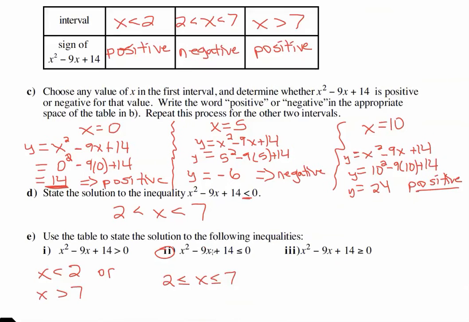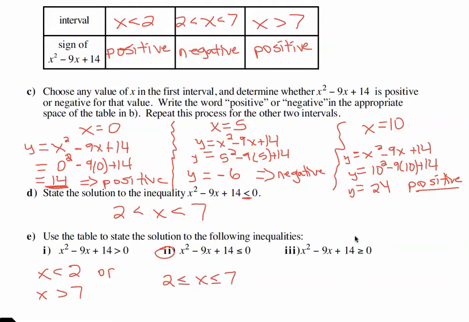So when is the graph less than or equal to 0? Well, I actually need to include the points 2 and 7 in that interval now. And so I can do that by saying x is greater than or equal to 2 and less than or equal to 7.